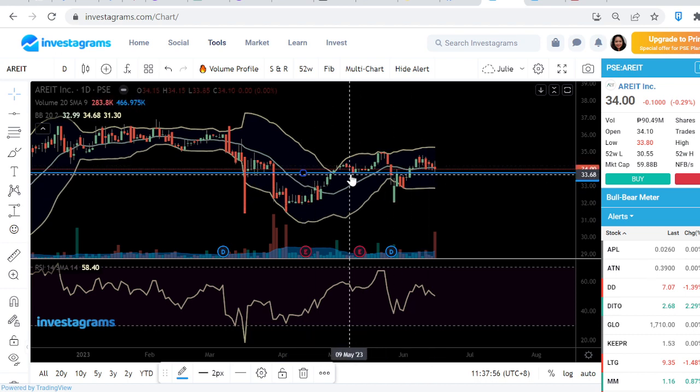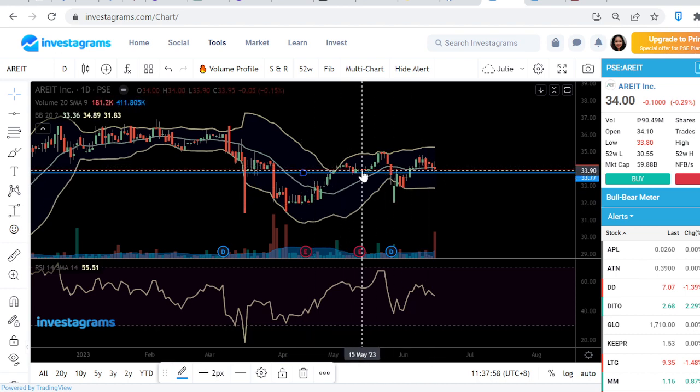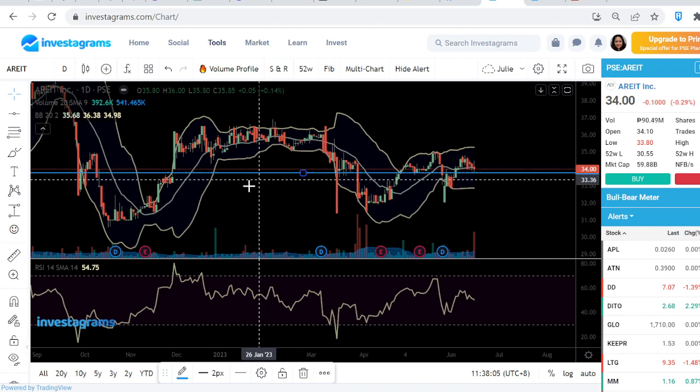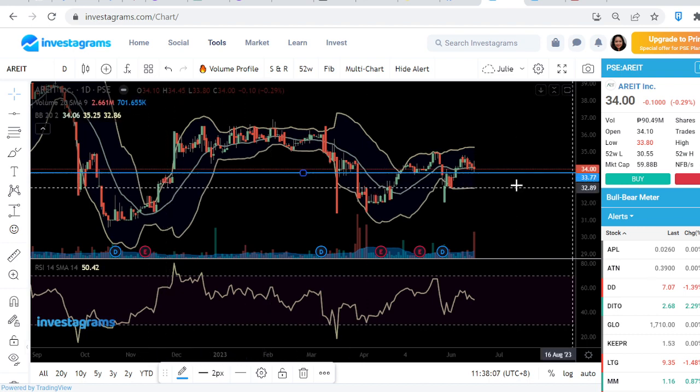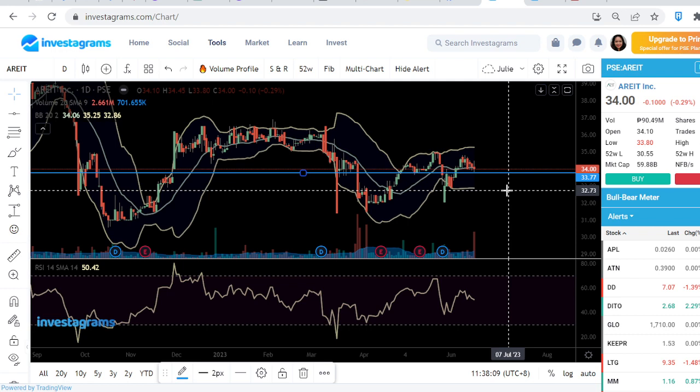Kasi if you look to the left, itong period na to, may consolidation sa area na yan. Dito din, each time that level gets hit, may bounce na nangyayari. Ito naging resistance siya dito. So, tingnan natin kung hindi yan ma-break.